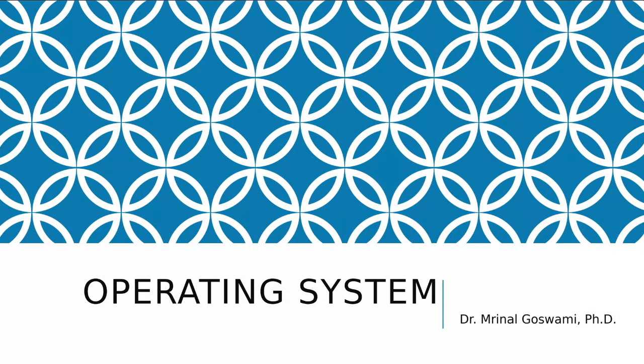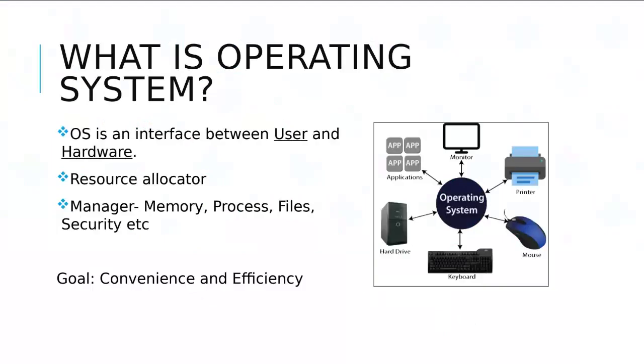Okay. So now I am going to discuss what an operating system is first. As I already discussed with you people, an operating system is an interface between the user and the hardware. It is an interface between user and hardware, because see, if you don't have any operating system, let's imagine we don't have any operating system.